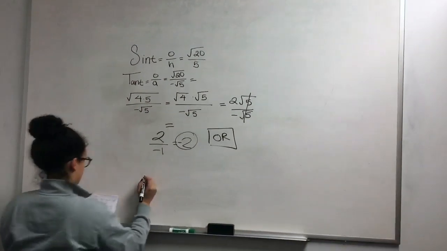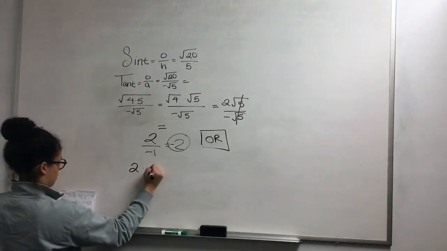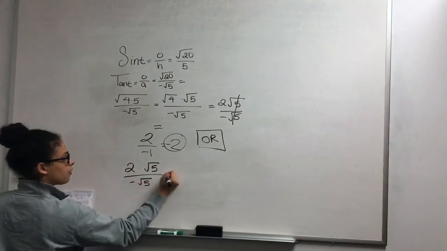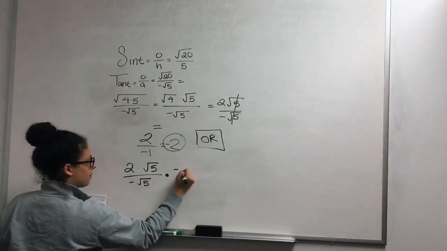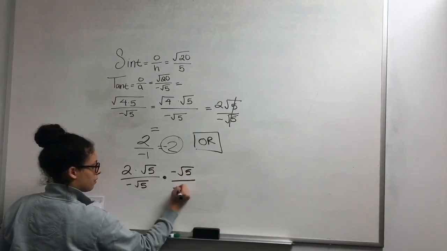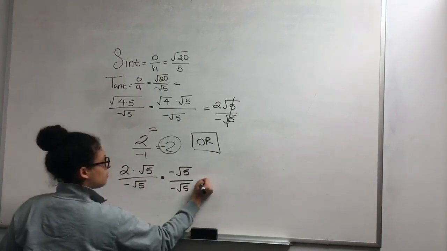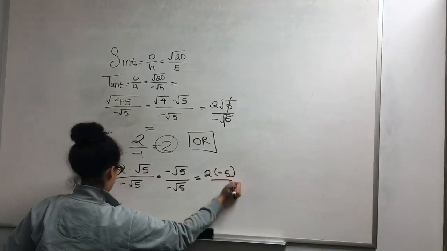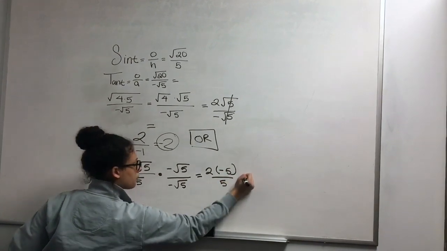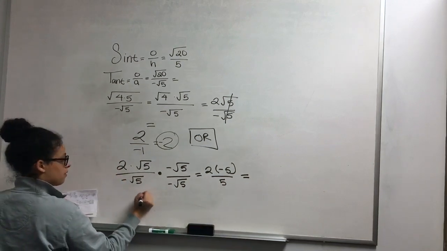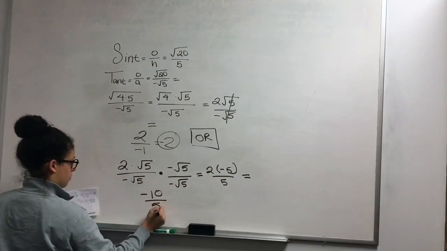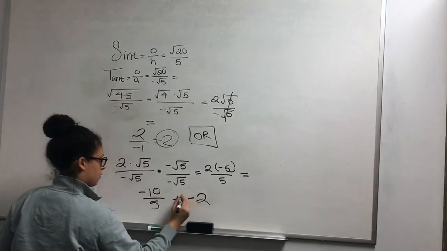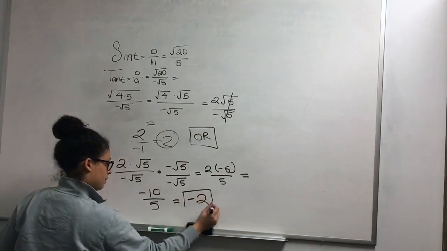An alternative method for finding tangent of t is that once you have simplified square root of 4 times square root of 5 over negative square root of 5, after that's been simplified to 2 times square root of 5 over negative 5, you can multiply both the numerator and the denominator by negative square root of 5 to cancel out the denominator. This results in 2 times negative 5 over 5. If you simplify that, it becomes negative 10 over 5, which can be solved to be negative 2.